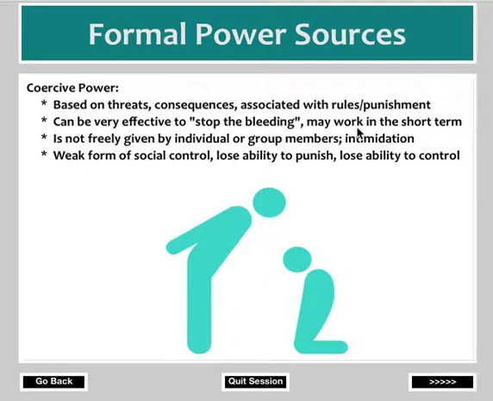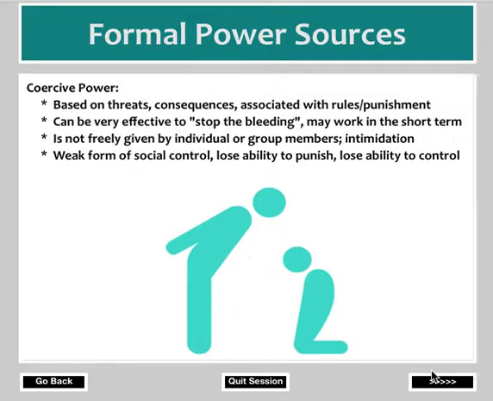And it's a weak form of power or social control. A weak form because as soon as you lose the ability to punish or to intimidate, you lose your power. And the members do not freely give you this power. They're just sort of intimidated, and so they go along with the situation. So it's a relatively weak form of social control. However, it does have its place, and it can be very effective in the short term.